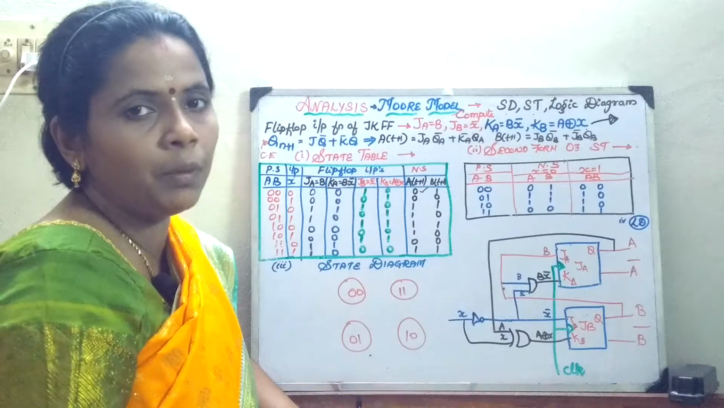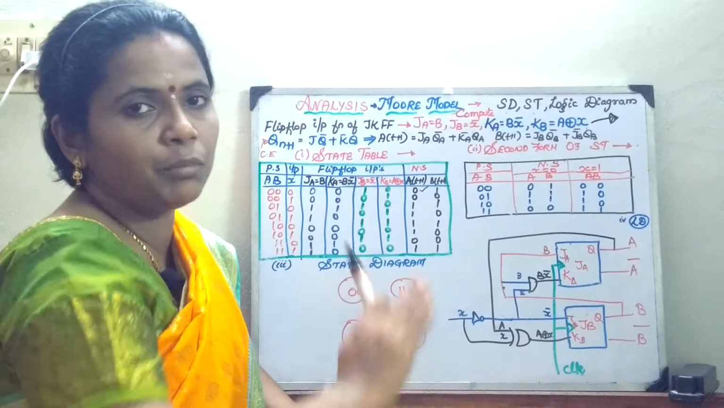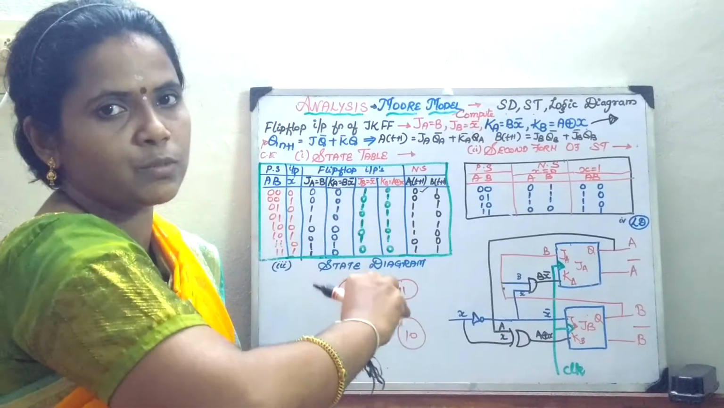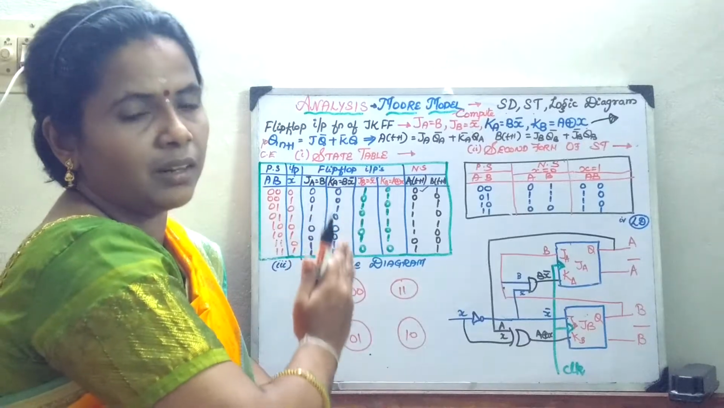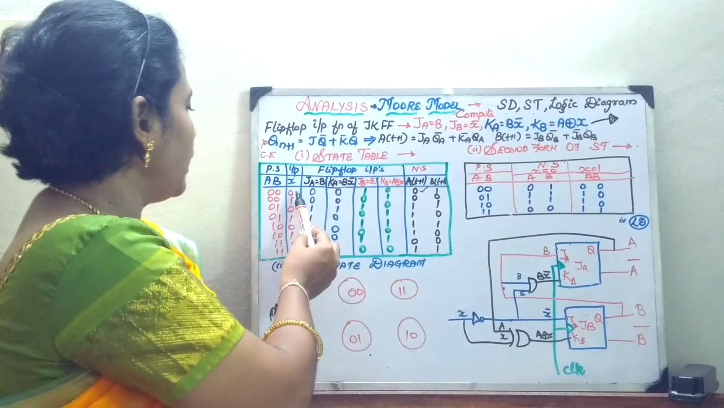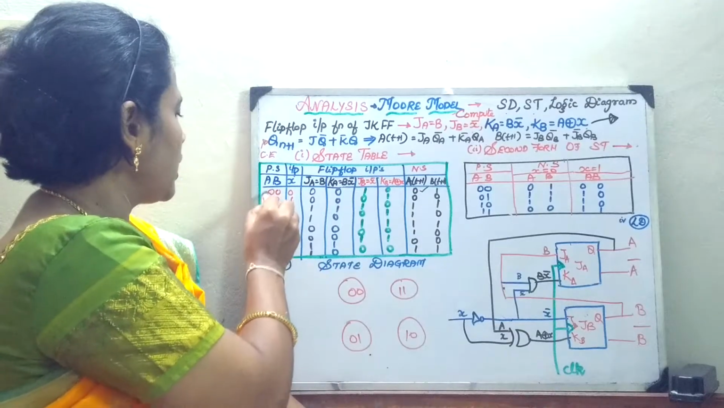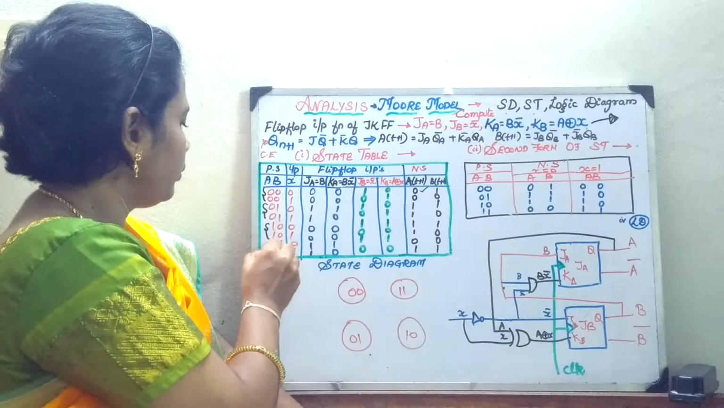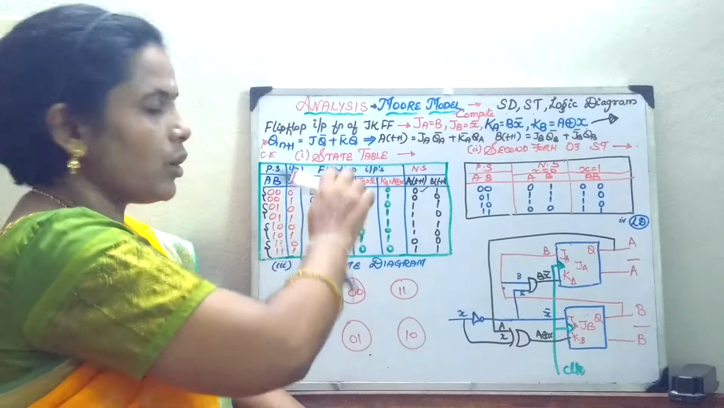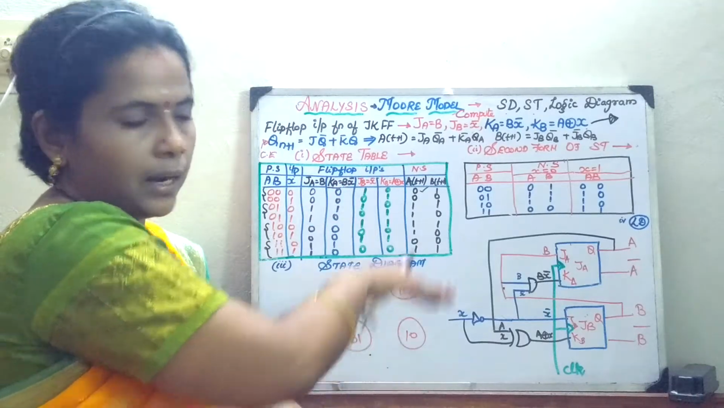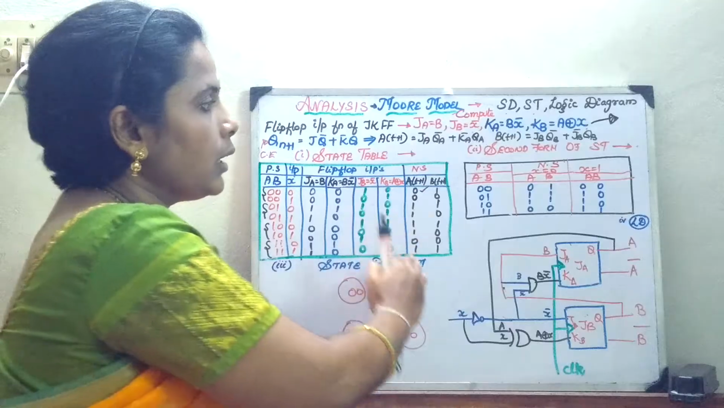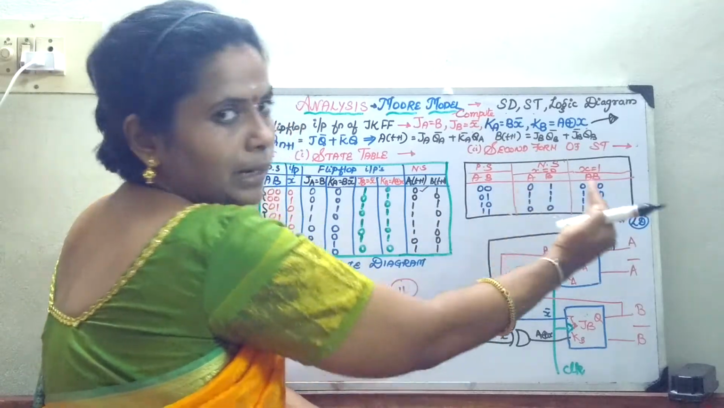Now what is the next step? In order to draw the state diagram, the 8 rows have to be reduced in terms of 4 states. We are just reframing your table. Instead of writing x equal to 0, x equal to 1 sequentially for each of these 4 states, here you are going to write them in parallel, that's all.